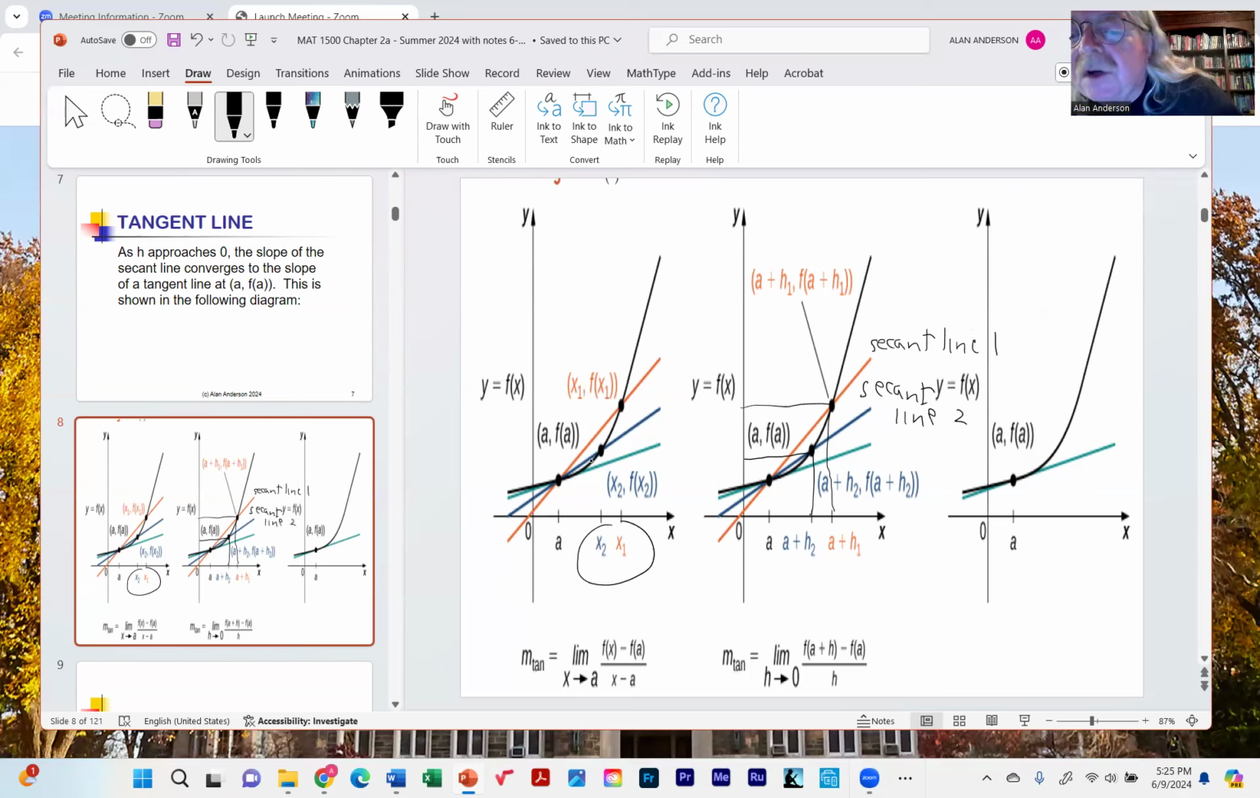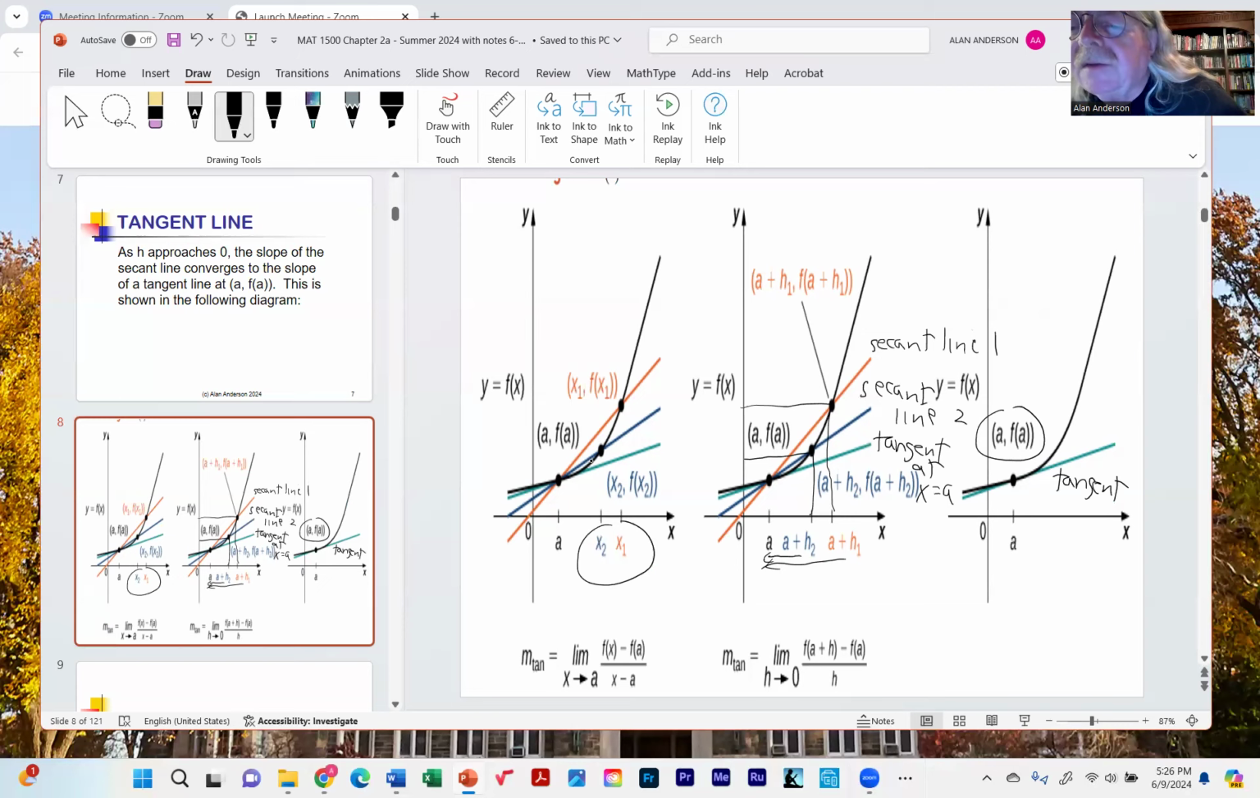What's happening, though, is that if we keep shrinking the distances between a plus h and a, you can see the limiting case is this teal line. This is actually the tangent at x equals a. And so this is really what we're interested in right here. We want to know, first of all, where is this point? And then what is the slope of this line? Because it is, after all, a tangent.